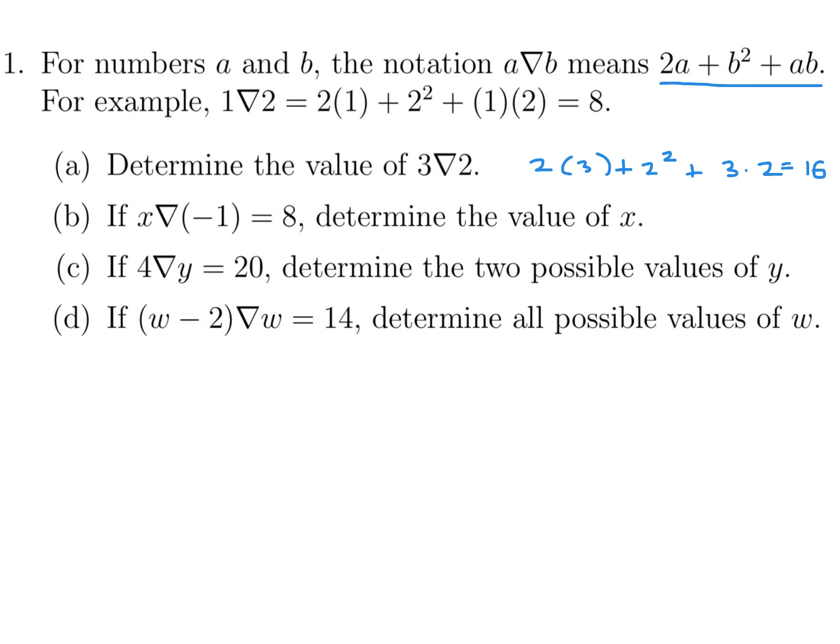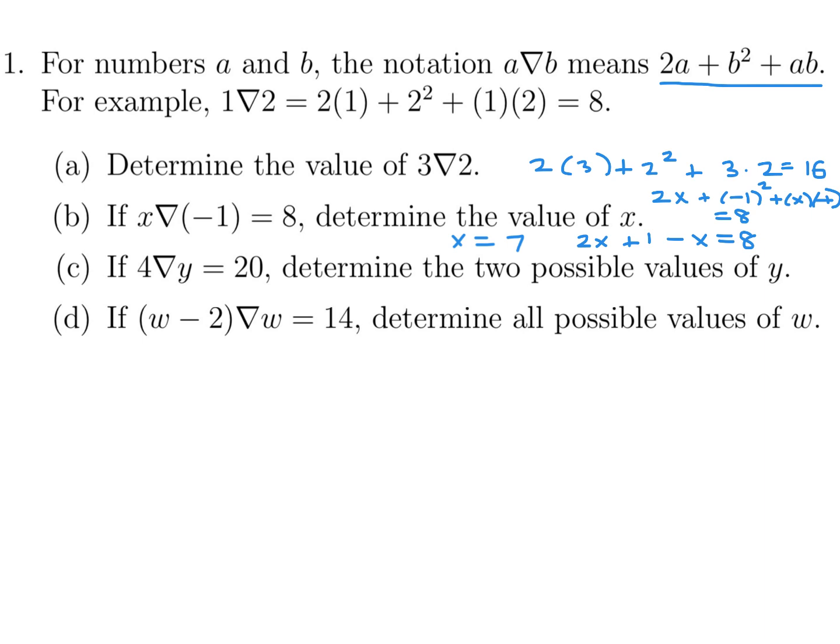If x symbol negative 1 is 8, determine the value of x. So that means 2x plus negative 1 squared plus x times negative 1 is equal to 8. So expanding, this is 2x plus 1 minus x is 8. And when you solve for that, you basically just get x equal to 7.